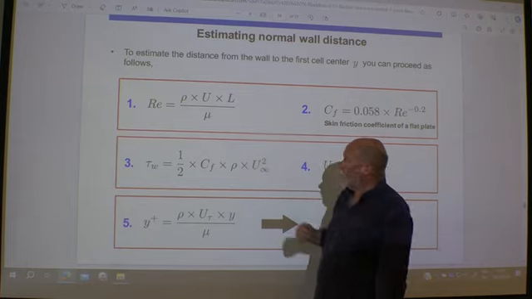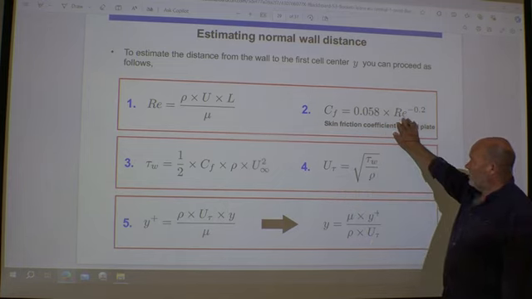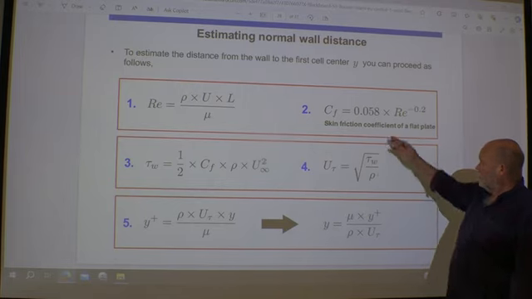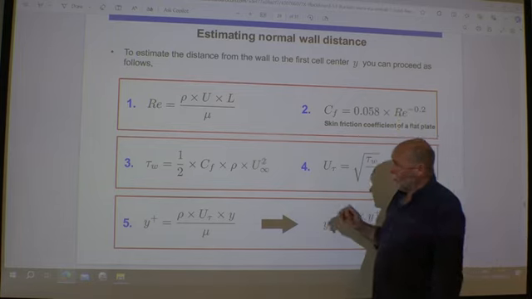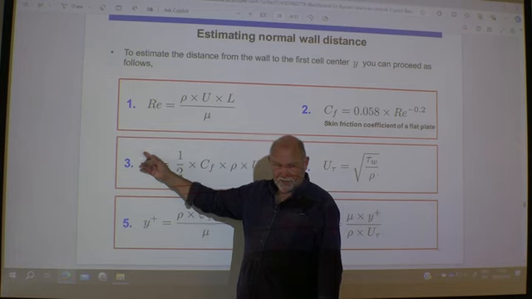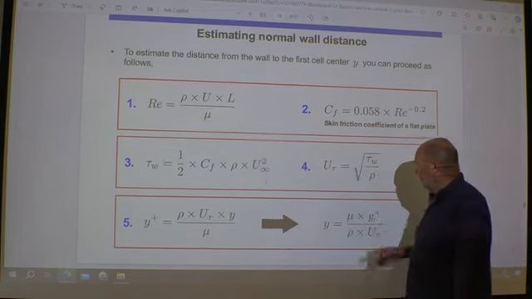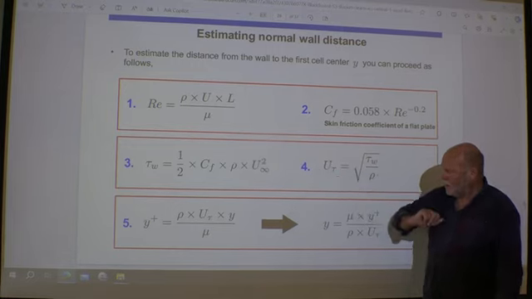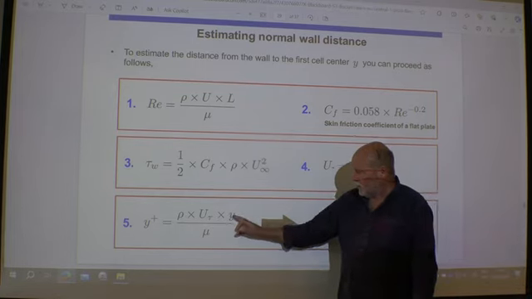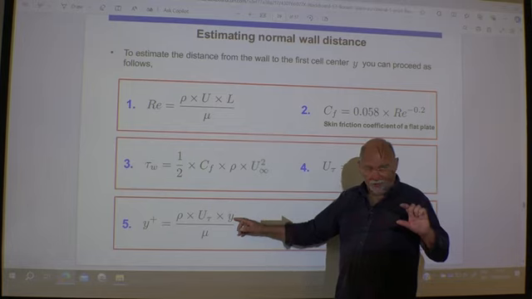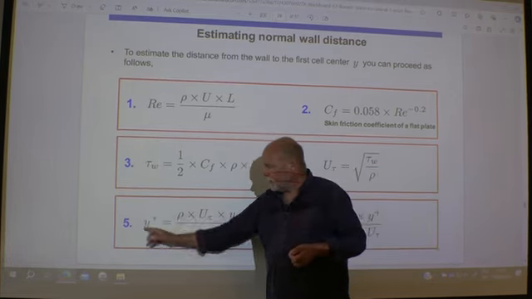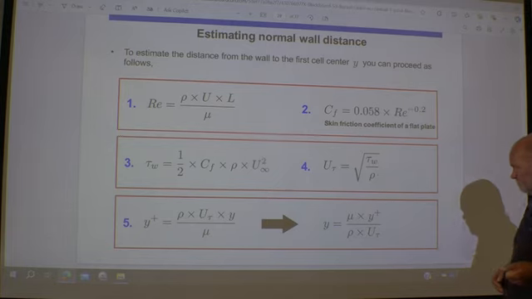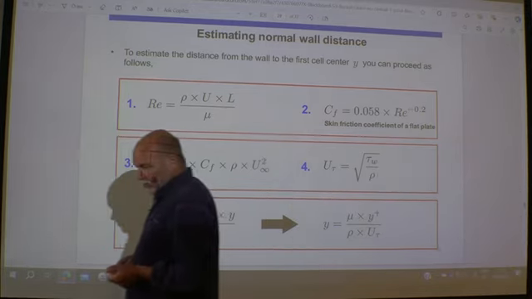But if you know it, okay, then you can use these, say, empirical recipes that we have here for the skin friction. And from that one, you can find an estimate of the wall shear stress. From the wall shear stress, then you can get an estimate of the friction velocity. And then it's possible to take your distance in meters to your first cell and translate it into non-dimensional plus units. So that is one recipe.